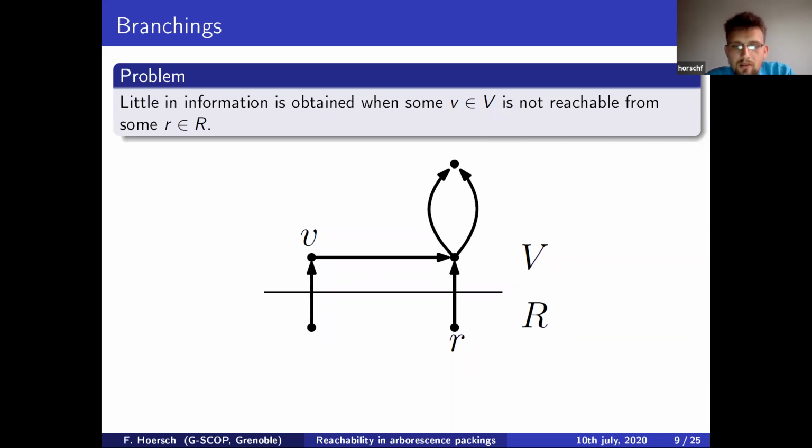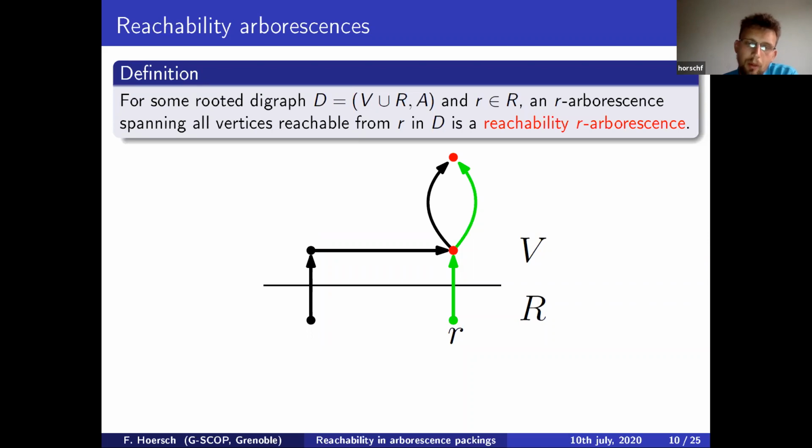But anyway, I might say this graph still looks pretty well connected to me. Can I not say something weaker? Can I say at least I want to have a packing of arborescences, each of which spans the vertices it can reach? For example, this is what I call a reachability arborescence. I pick that root, I look at all the vertices which are reachable in the original graph from the root, and I search for an arborescence that spans them. For this root R, I can reach the two red vertices. And so this thing I marked in green is a reachability arborescence for that root.